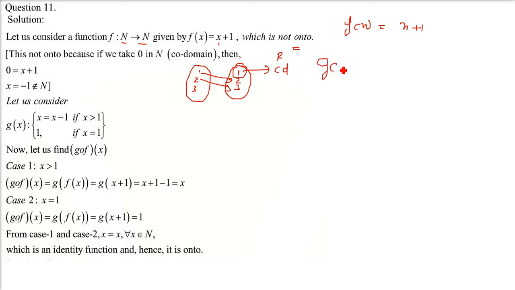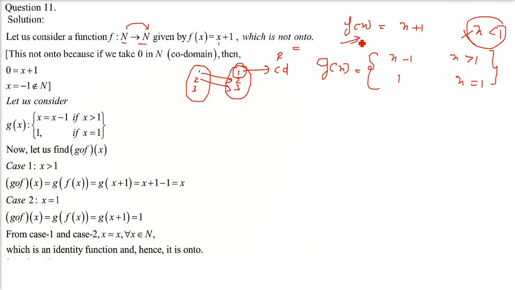Now g(x) is quite special. As I said, it will only come into your mind by experience, not just like that. So it is x minus 1 if x is greater than 1, and it is 1 when x equals 1. Please remember, x less than 1 or x less than 0 won't come, because this is a natural number. Negative value won't come. Either it will be 1 or greater than 1. So at 1 we are saying it will be 1. At greater than 1 we are saying it is x minus 1. Right? So f(x) is not onto.